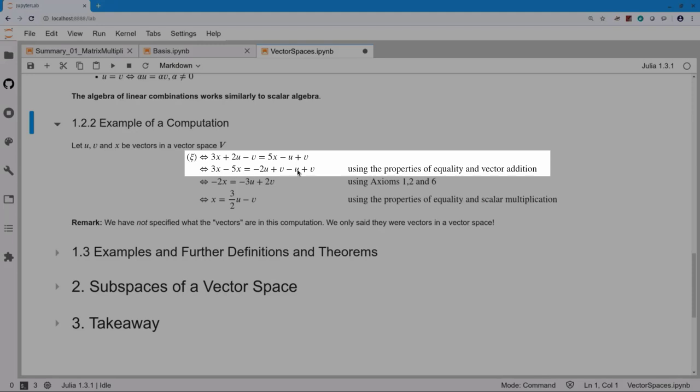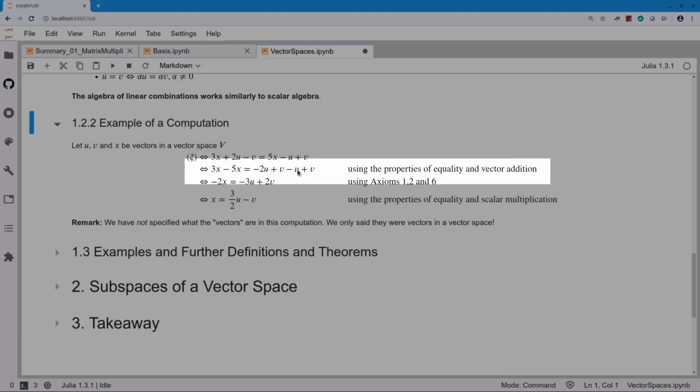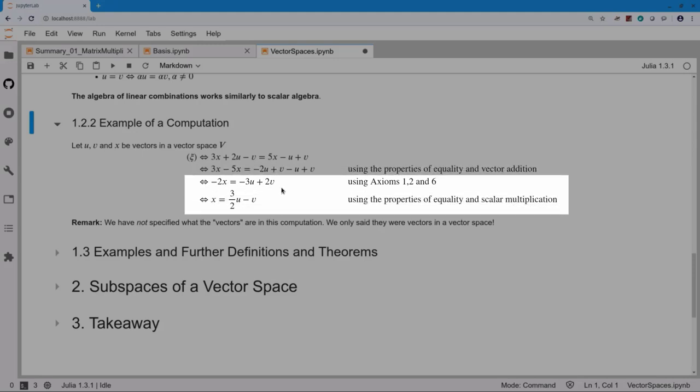So these are the properties of equality and vector addition. Now what I'll do is I'll use my axioms. So 3x minus 5x, I know that's the same thing as 3 minus 5 times x, and 3 minus 5 is minus 2. So it's the same thing as minus 2 times x. So the left here is minus 2 times x. I'll do the same thing on the right-hand side to get to this expression. And the very last step is to simply multiply that equality by 1 over minus 2, so as to scale out that minus 2 factor, leaving me with x equal to 3 over 2 u minus v.